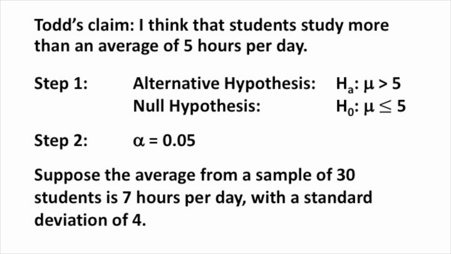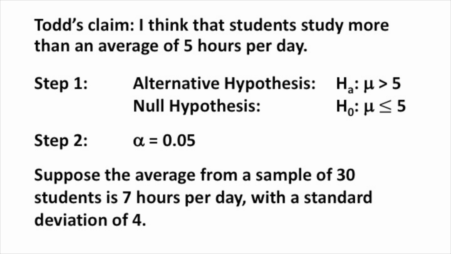The first step is to write out the hypotheses, and the alternative hypothesis is a statement of your claim. So the alternative hypothesis, which is indicated by H subscript A, is mu, where mu stands for population mean, is greater than 5, versus a null hypothesis that mu is less than or equal to 5.